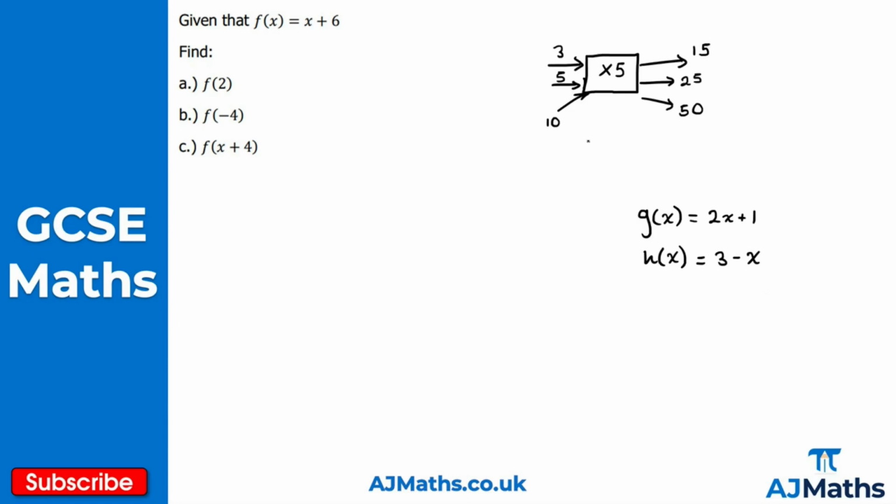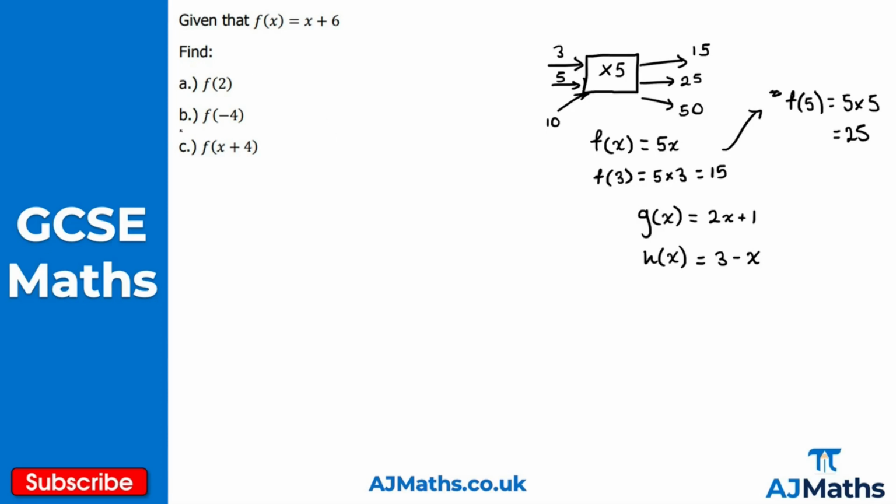And if this was my function machine, then as a function, f of x would be equal to 5x. So if I put 3 in, this would be f of 3, which would be equal to 5 times 3, giving me 15. You can see it corresponds to the exact same values that we got before. If I was to do f of 5, that would be 5 times 5, giving me 25. And f of 10 would be 5 times 10, giving me 50.